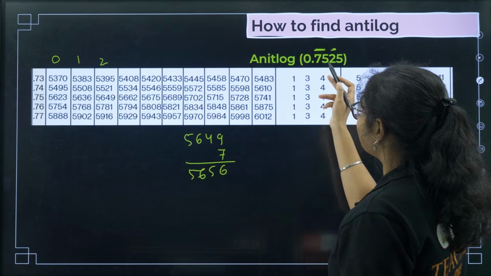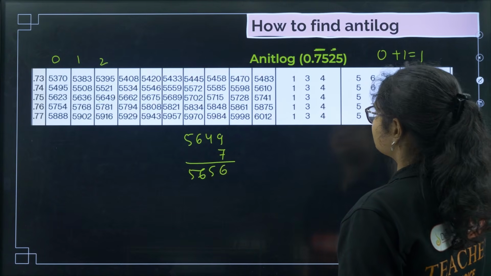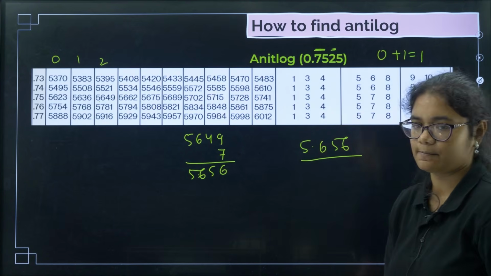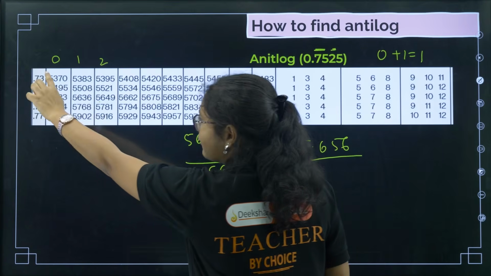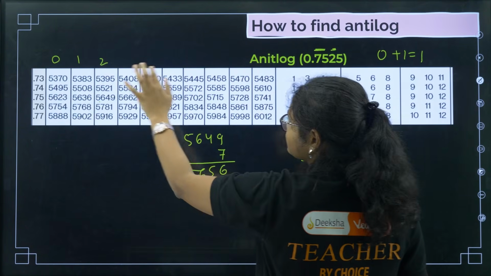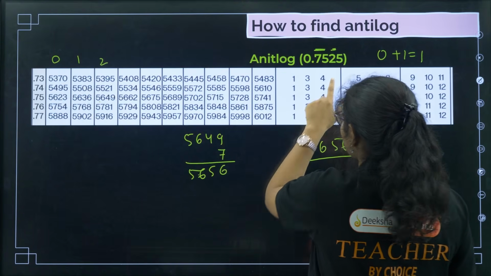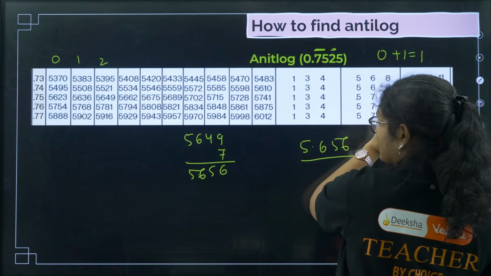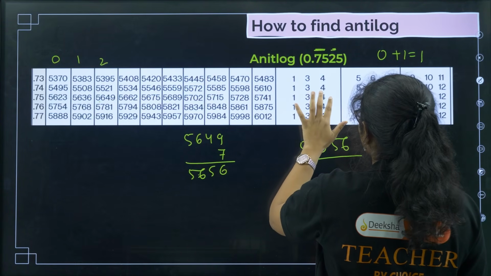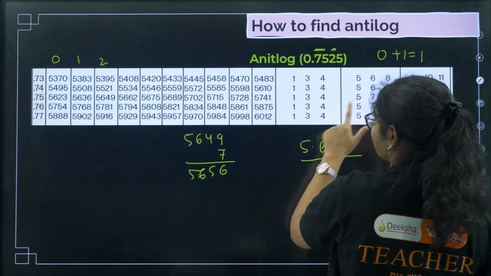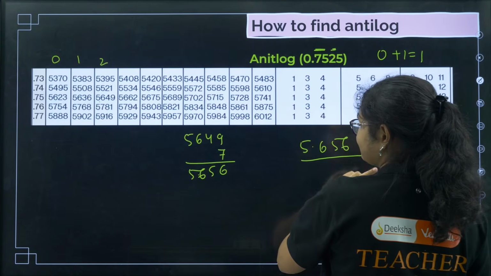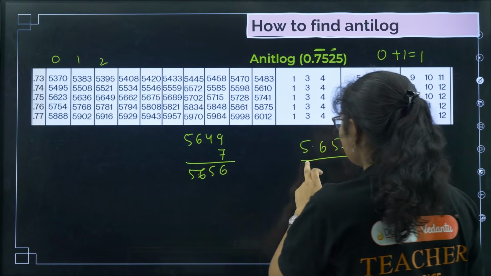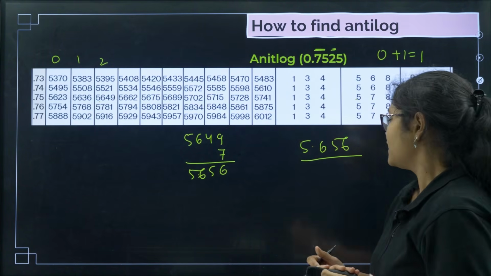We'll get 5656. Right? Now before the decimal there is 0, 0 plus 1 is 1. So after 1 place I need to put the decimal. So 5.656 is the answer. Once again I am telling you, first I took the 0.75 row, then 2. So the difference 2, I'll get 5649. Then the mean difference is 7. So in the same row I have to go 1, 2, 3, 4, 5, 6, 7. So I got 7. I added, I got 5656. Now before the decimal there is 0. So 0 plus 1 is 1. So after 1 place there is the decimal. We'll get 5.656. Okay. Fine.